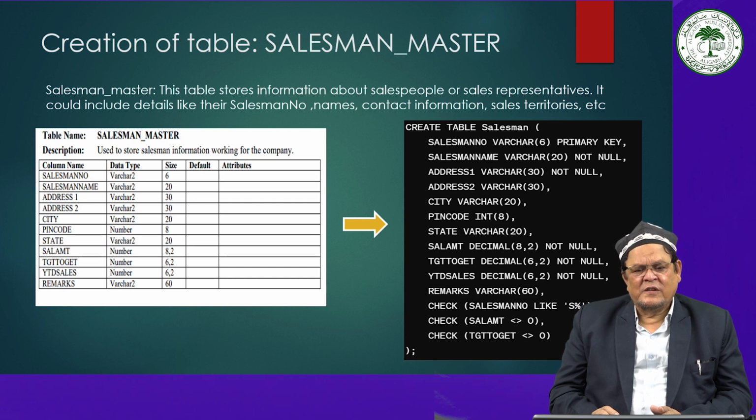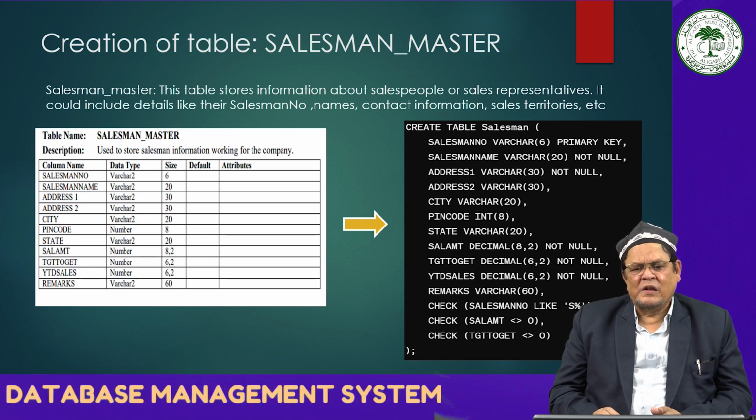checks: salesman number must start with S, first letter must be S. And check sales amount will never be negative, never less than 0. Maybe never be 0, or you can say never be 0. Check target to get never be 0. In this, and then close the parenthesis, and then you put the semicolon.